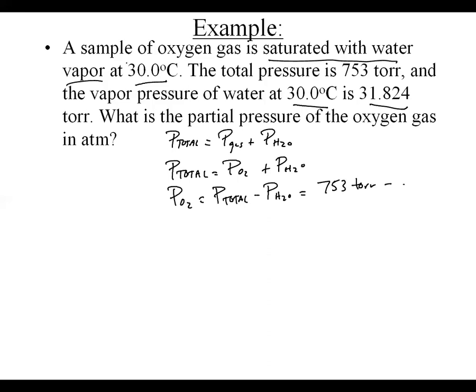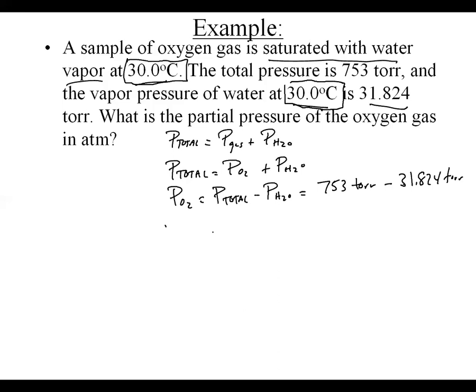minus a value we would look up in a table. And by the way, that is really why in this problem they gave you the temperature. The only real purpose of the temperature here is so you could go to the table and look it up for the correct temperature. And when we subtract it, we get 753 minus 31.824.